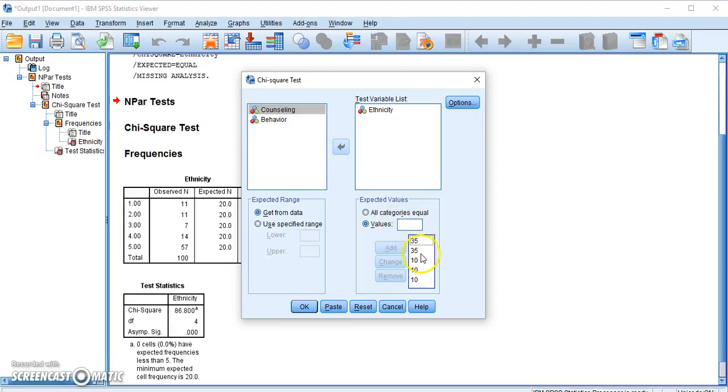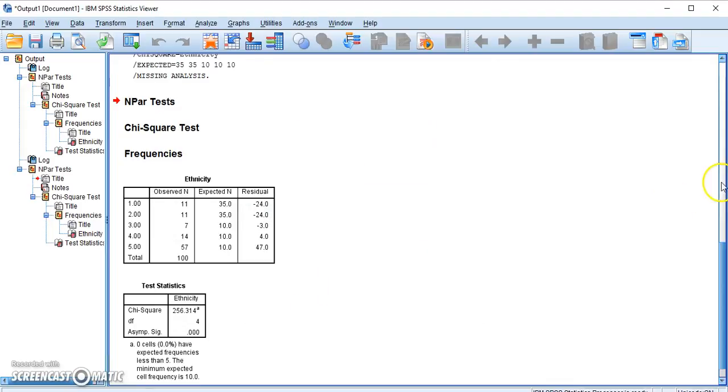Okay, so here's 1, 2. These are the expected values for the first two categories, and then 3, 4, and 5. The order in which we put it does matter, especially when we have different distributions, so make sure that the order that you put in the expected values matches the order or the way the values are coded in SPSS. And we're going to click OK.